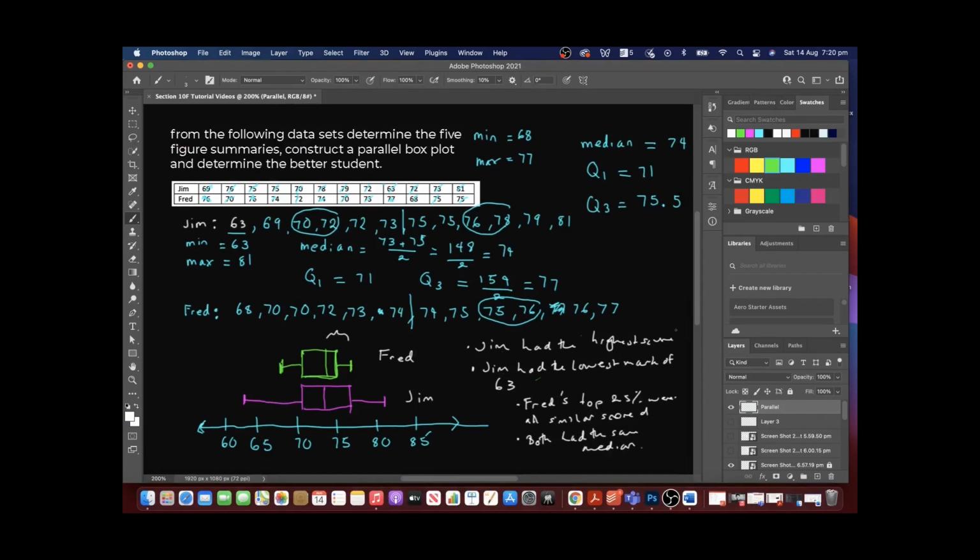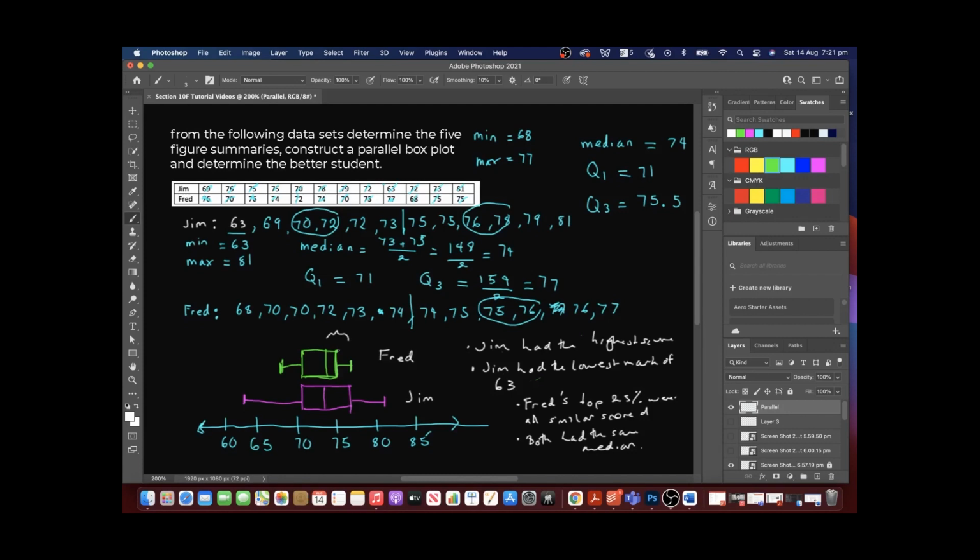So with all this information, even though Jim has had higher scores, he's also had much more lower scores. So when it comes to who's the better student, we're going to say it's Fred because his scores are much more consistent. And although Jim has a few very good scores, he has a much larger range of scores. So yeah, I think that pretty much sums it up.